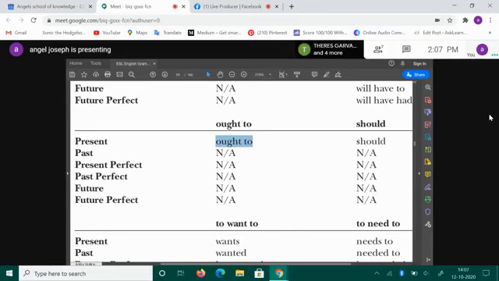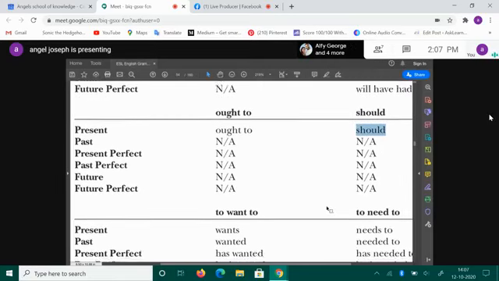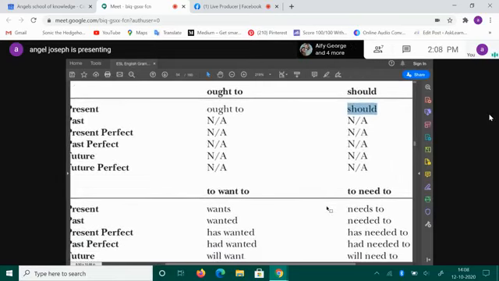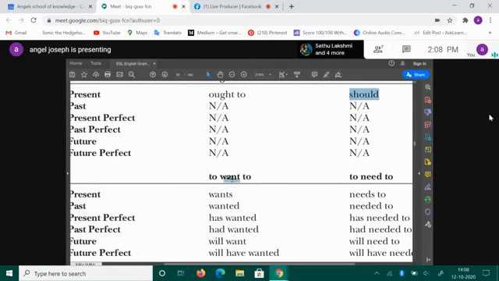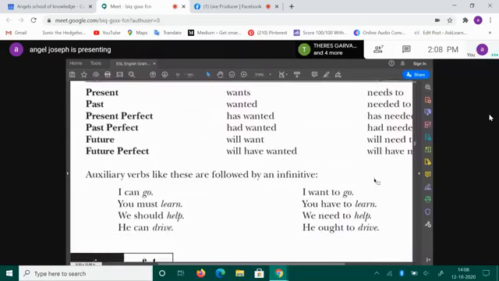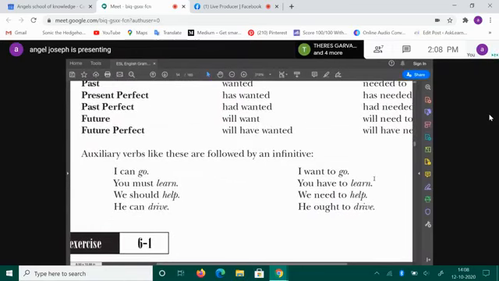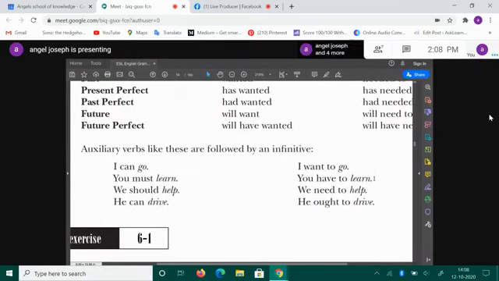Should, again: we should not speak while in class. We should maintain some discipline. Such usages are there. Again, there is a degree to all of this. We have that particular thing coming up, so I'll show you that. Similarly, we have want, need. All these words are there as auxiliary verbs.